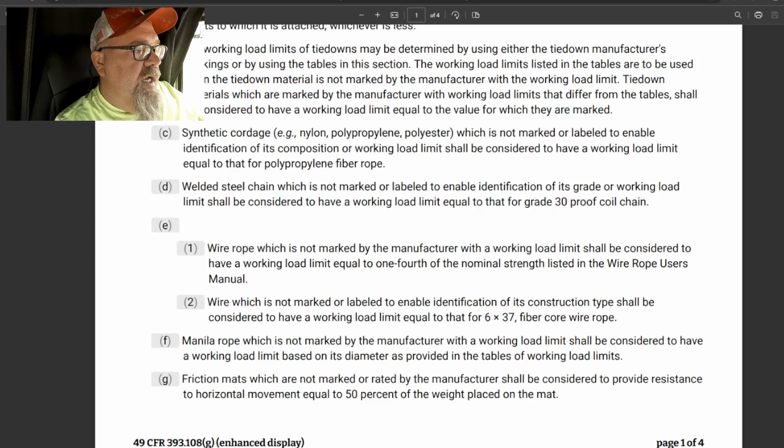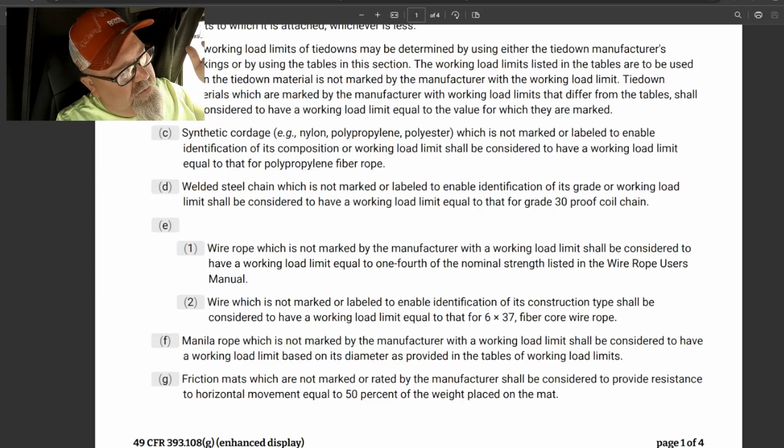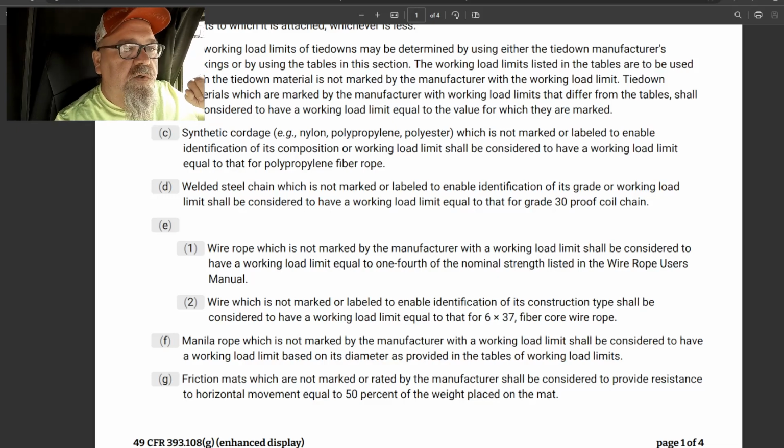So what that is saying, for horizontal movement, either forward or back or side to side, it is equal to 50% of the weight that's placed on that pad. So if you have a 40,000 pound coil, when you set it down on top of those friction pads, you just hit 20,000 pounds worth of securement, even though you don't have a chain on it. That's 20,000 pounds. I sure wouldn't run that way, but it's there, and that's what they're saying.